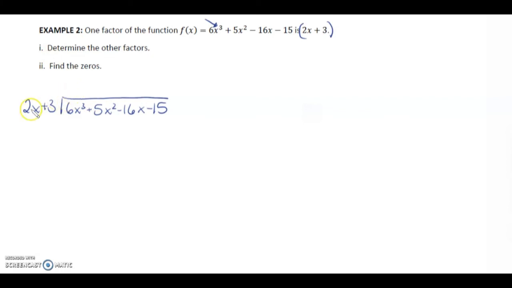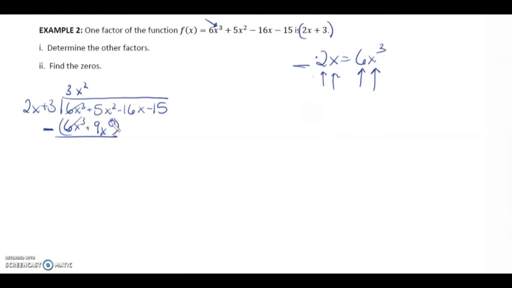What number times 2x is going to give us this leading term, 6x cubed? What times 2 gives us 6? Well, that's 3. And what times x gives us x cubed? Well, that's x squared. So 3x squared times 2x gives us 6x cubed, which is exactly what we wanted because these are going to cancel out. 3x squared times 3 gives us 9x squared. So 5x squared minus 9x squared gives us negative 4x squared. Bring down the negative 16x.